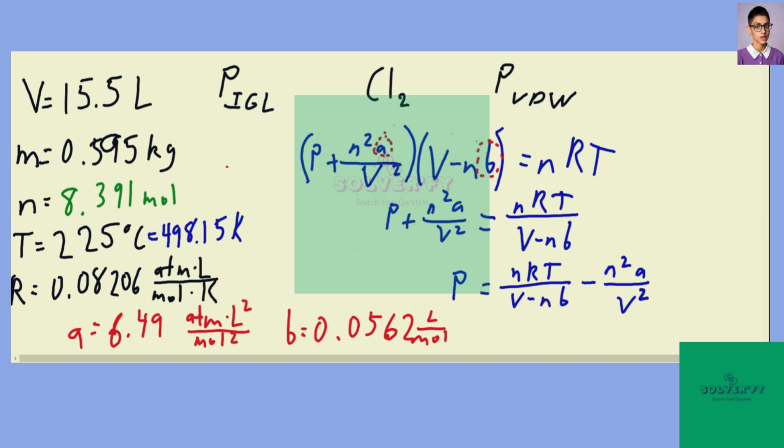So rather than write out everything, if you plugged everything in right and you do all that, you'll find that P van der Waals is 20.92 atmospheres. So what we see is that van der Waals has adjusted, and the pressure is actually a little lower for chlorine in real life, well, in this model, I should say, than it would be for an ideal gas.